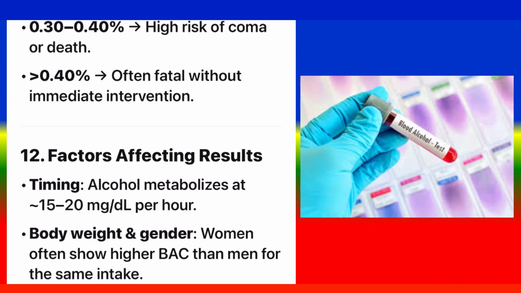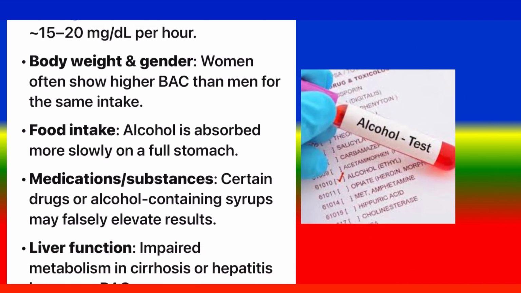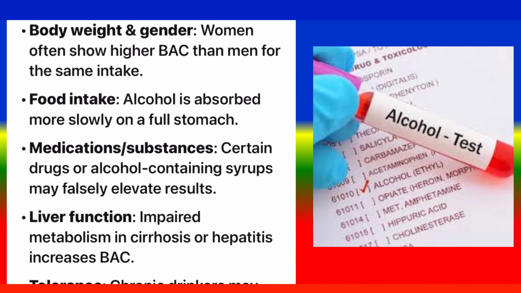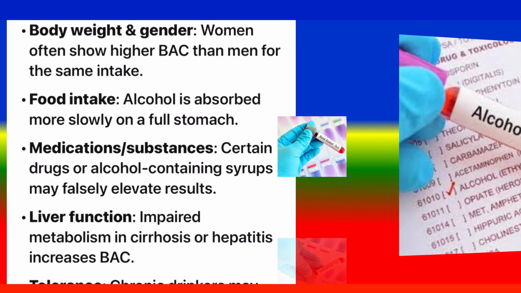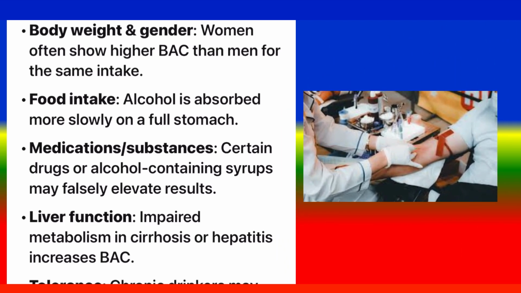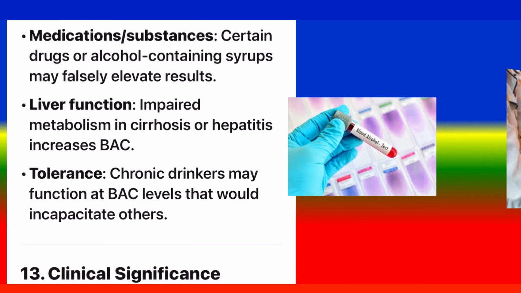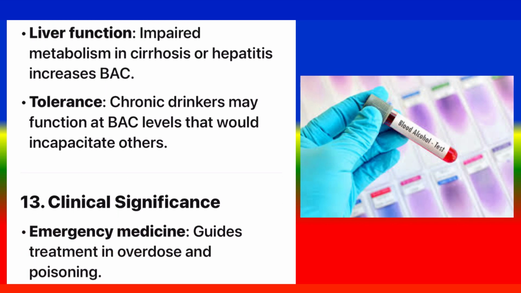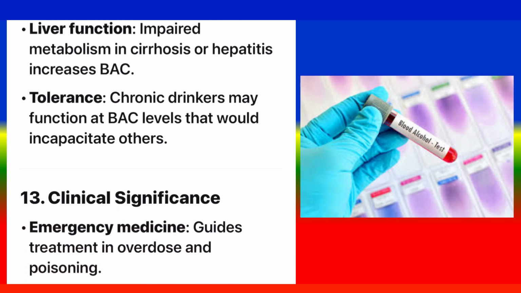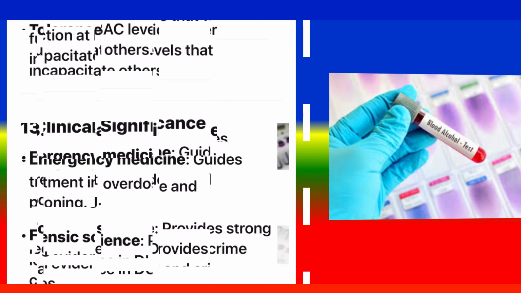12. Factors affecting results. Timing: alcohol metabolizes at 15 to 20 milligrams per hour. Body weight and gender: women often show higher BAC for the same intake. Food intake: alcohol is absorbed more slowly on a full stomach. Medications and substances: certain drugs or alcohol-containing syrups may falsely elevate results. Liver function: impaired metabolism in cirrhosis or hepatitis increases BAC. Tolerance: chronic drinkers may function at BAC levels that would incapacitate others.